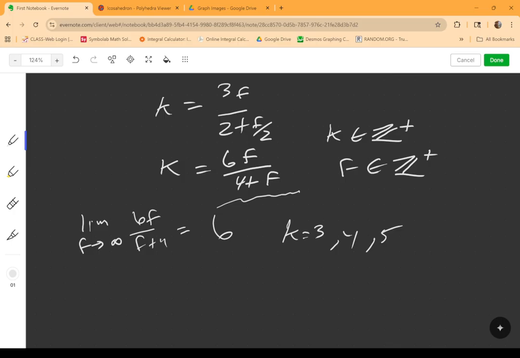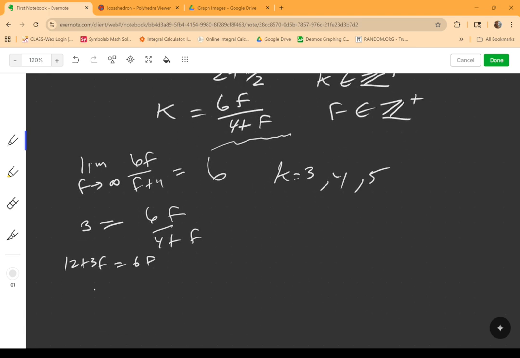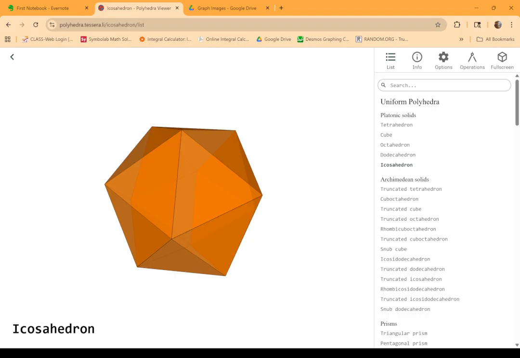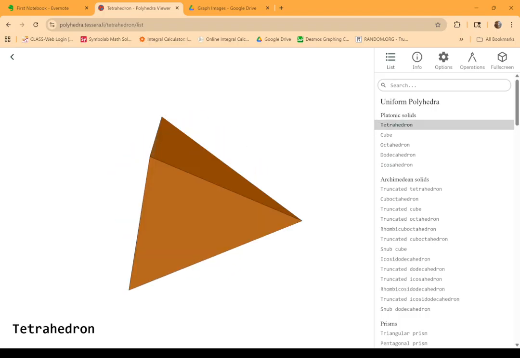All right, so when k is 3, if I plug that in, how many faces is that? We get 6f over 4 plus f. Solving that, we get 12 plus 3f equals 6f. And here we get 12 is equal to 3f, or f is equal to 4. And that is our tetrahedron. Look at that here. That is this.